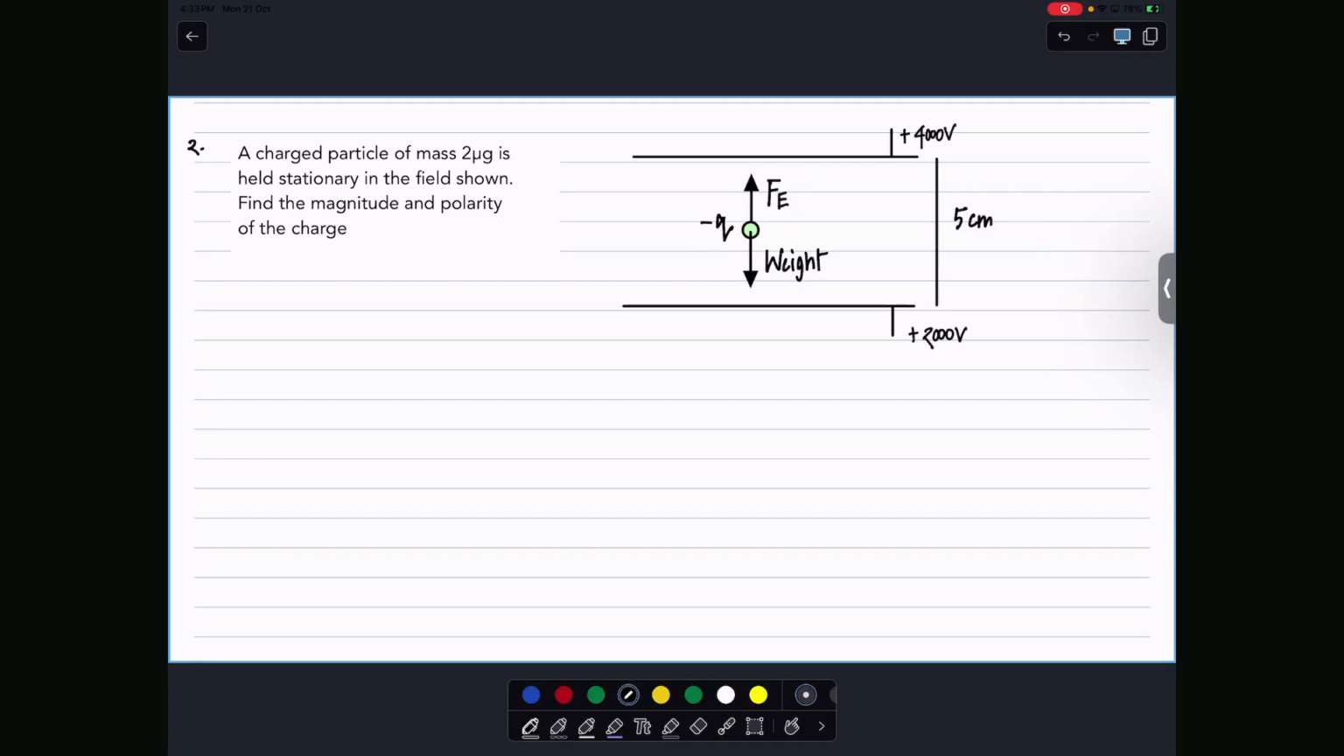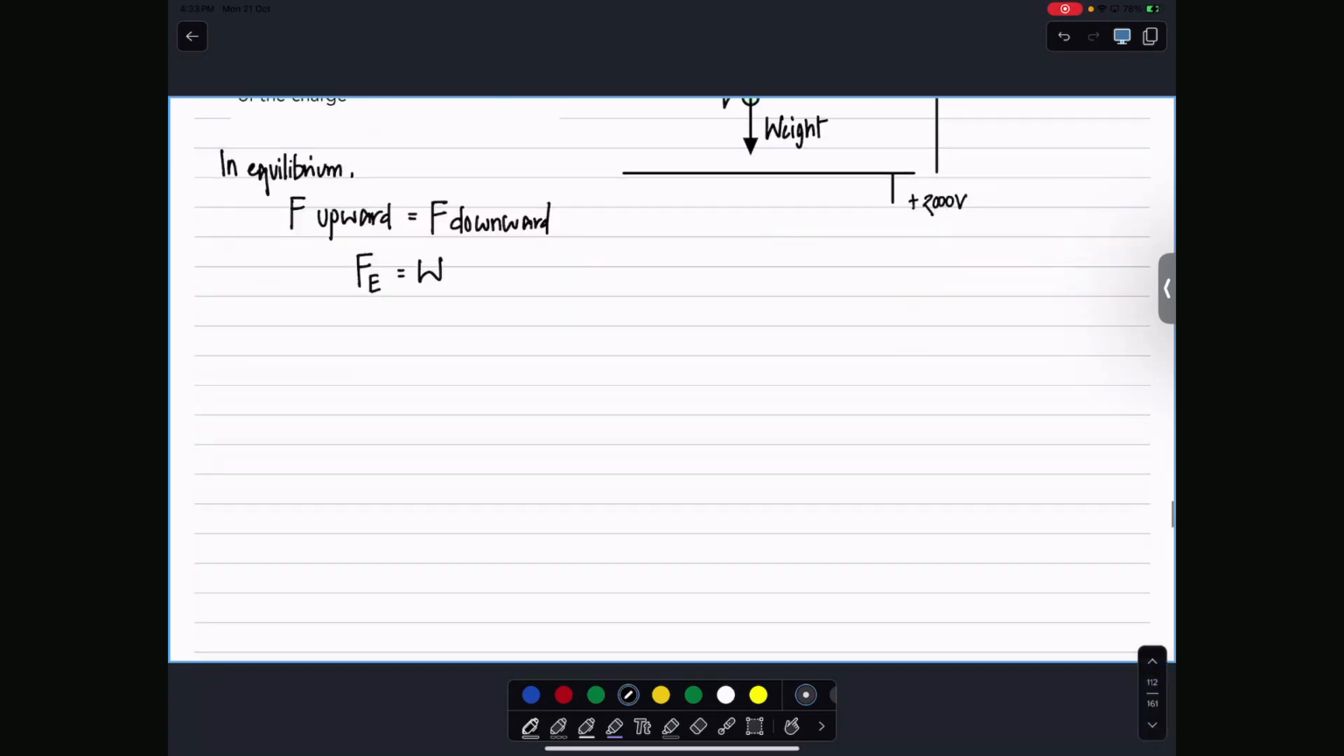So we have to write a statement here: in equilibrium, because this is stable, the upward force must be equal to the downward force. Now the upward force is the electrostatic force, and the downward force is the weight, right? So what's the formula for electrostatic force? F by Q equals V by D. So F equals what?